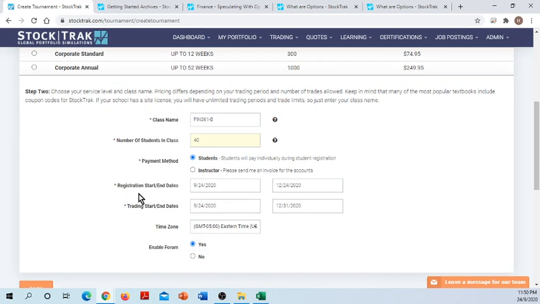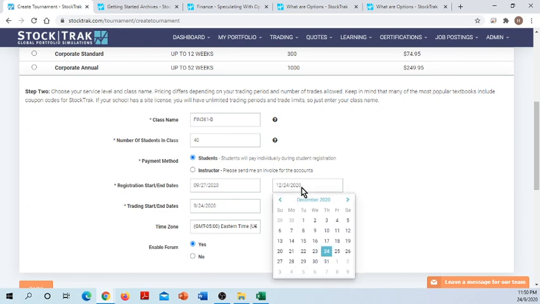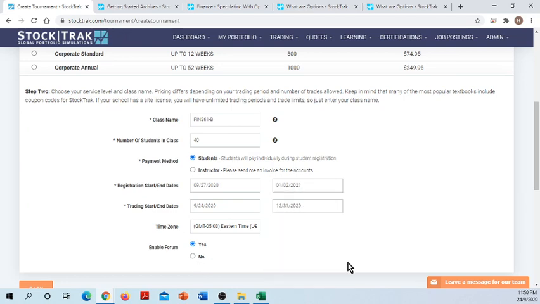Now, you choose when you want the registration to start and end. In my case, I want the registration to start on the 27th of September and end within one week, to push students to sign up for an account on StockTrak, because if you don't push your students, sometimes a minority of them will procrastinate. So to give them a push, it's better to restrict the timing of the registration to a few days or a week at maximum.